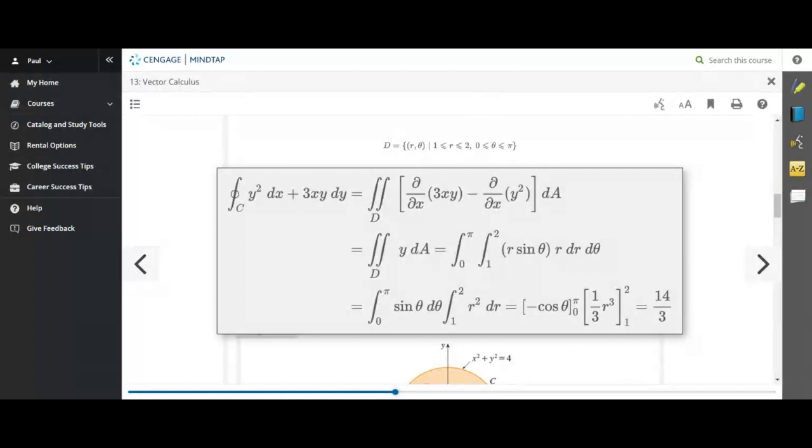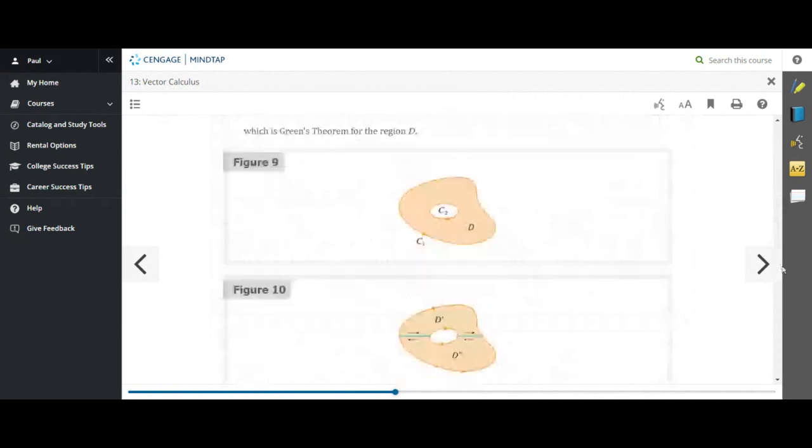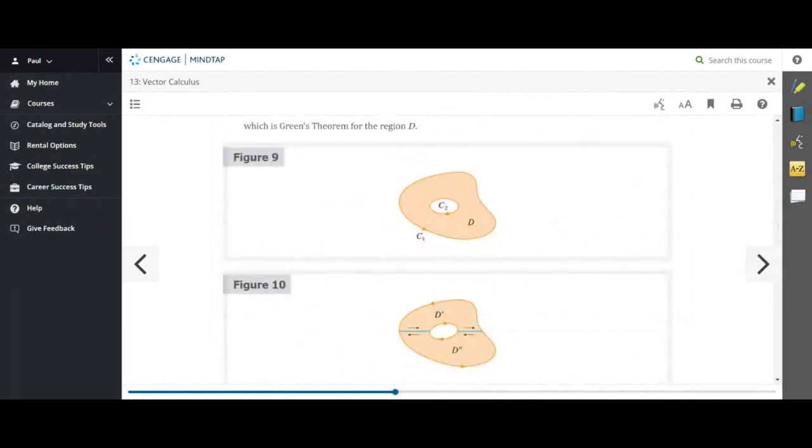So it's really pretty cool. And they even talk about in the book how Green's theorem can be extended to apply to regions with holes inside of them, like a region you see in figure 9 and figure 10. Again, they're trying to give you an intuitive feel for why Green's theorem would work.